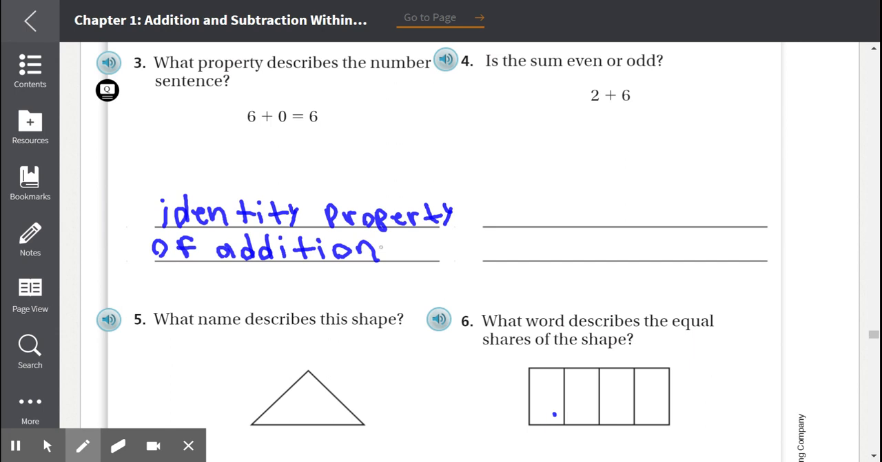Number 4, is the sum even or odd? Now we know the sum is the answer to an addition sentence. So let's solve the problem first. 2 plus 6. 2 plus 6 equals 8. Now, 8, we already know if the number ends in 0, 2, 4, 6, or 8, it is an even number. So since the number ends in 8, the sum is even.